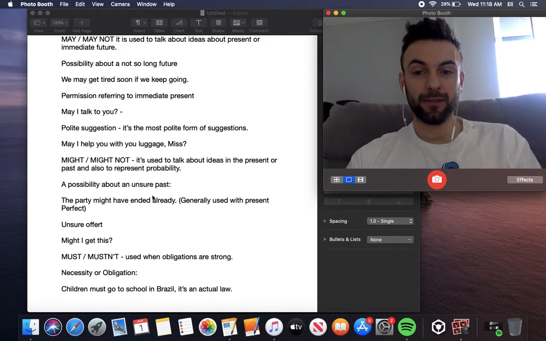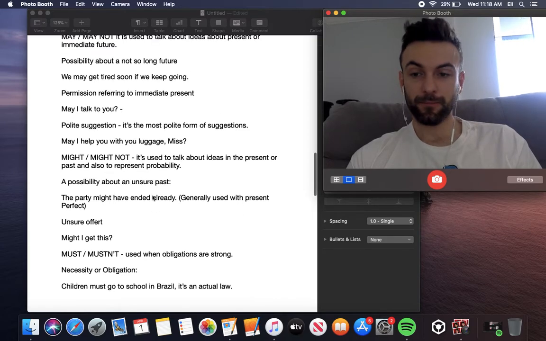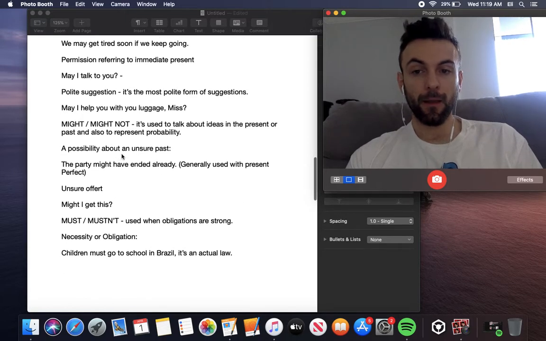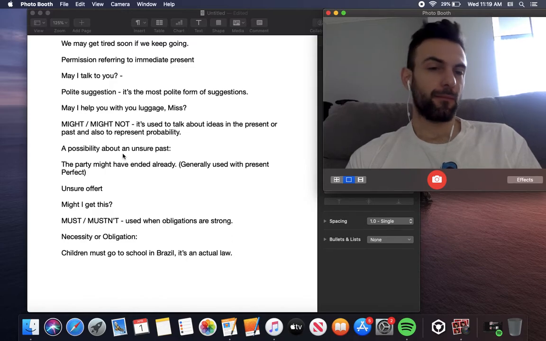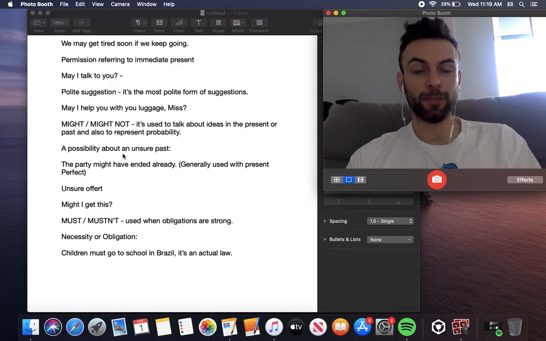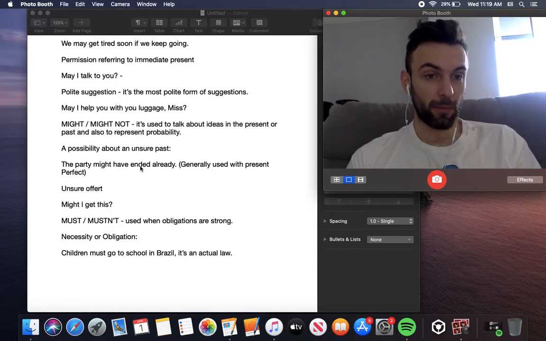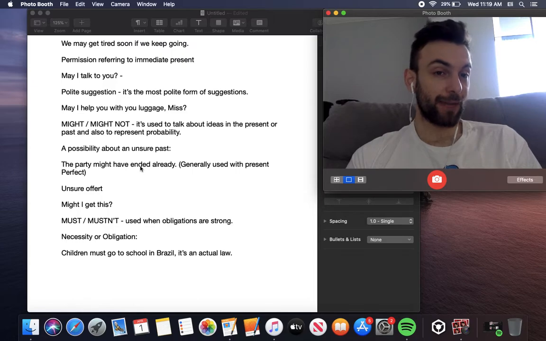Might and might not is used to talk about ideas in the present and past and also represent probability. A possibility about an unsure past. The party might have ended already. Generally used with present perfect. I'm not sure. It's a probability about something that might have happened.